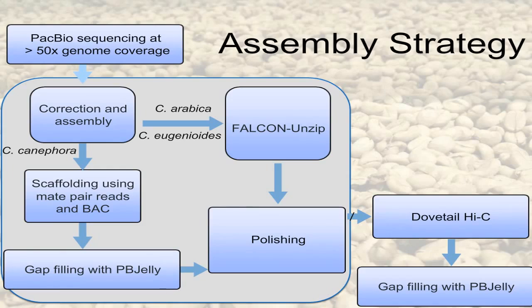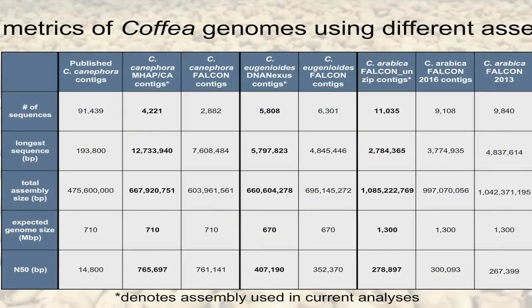For canephora, we had some scaffolding and mate pair reads and also some back sequence. So we were able to do scaffolding with that, and then some gap filling with PBJelly and the PacBio reads. For arabica and eugenoides, since these were essentially heterozygous, we used Falcon Unzip to assemble those, and then we polished all of the assemblies with Illumina reads that we had from other sequencing projects from the same individuals.